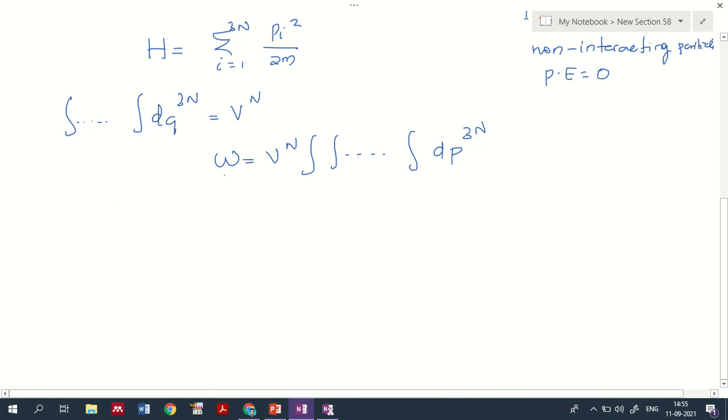This volume we treat in the region E minus delta by 2 less than or equal to H(q,p) less than or equal to E plus delta by 2. In this region we will treat the corresponding representation. Now V raised to n times the integral of dp raised to 3n, where the Hamiltonian I already represented, is pi square by 2m here.